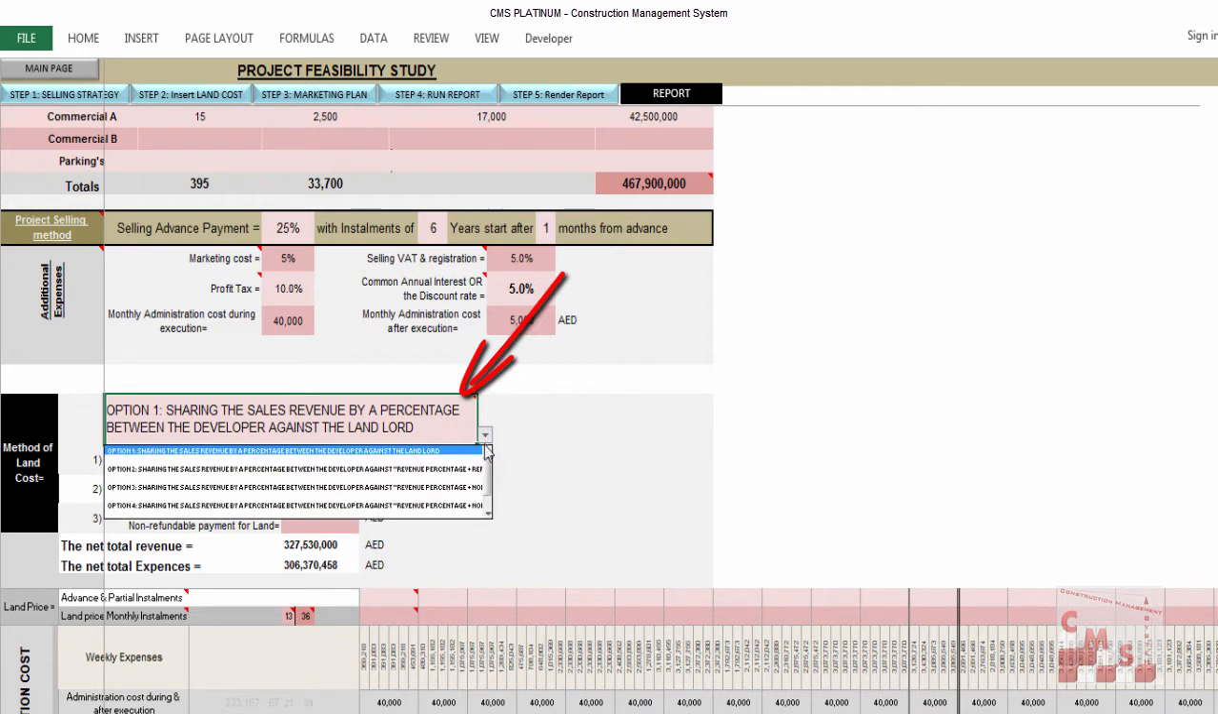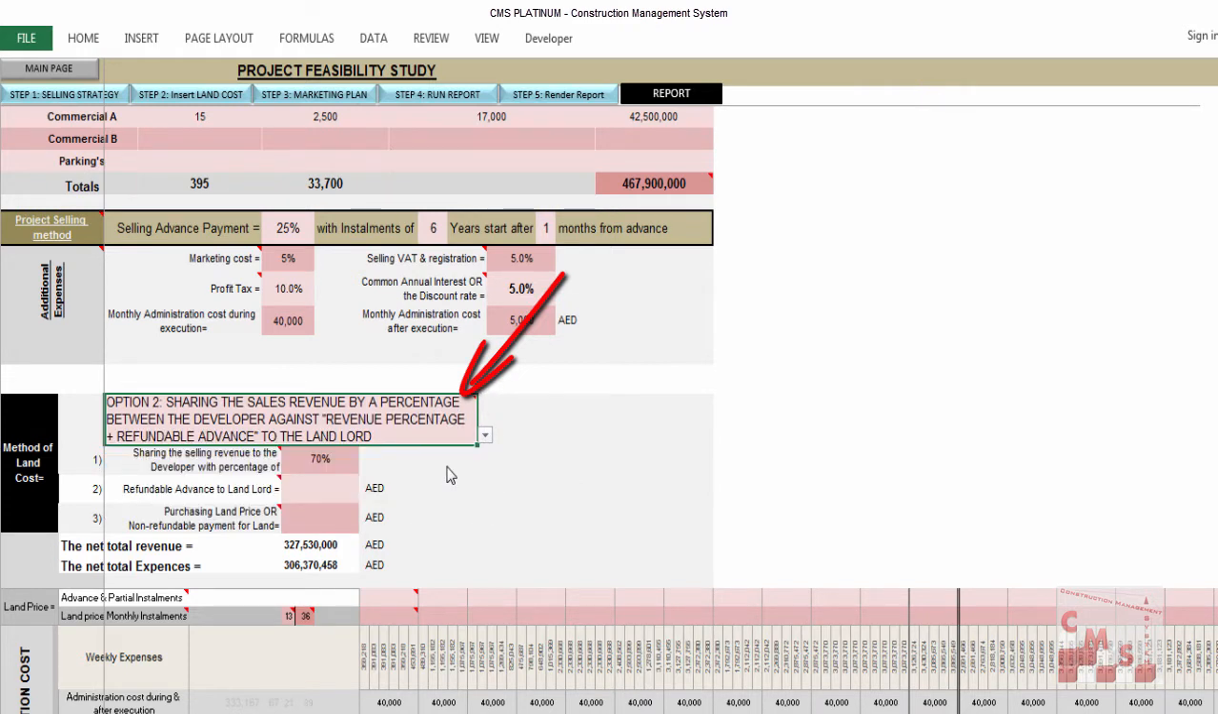Second option: sharing the sales revenue by a percentage between the developer and the landlord, and also a refundable advance for him. The landlord asks you for a percentage of the total selling revenue plus a refundable advance. What is the meaning of refundable advance? He will take an amount from you now, and it will be deducted from him after selling the units.